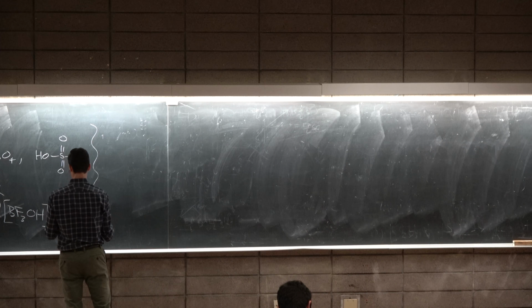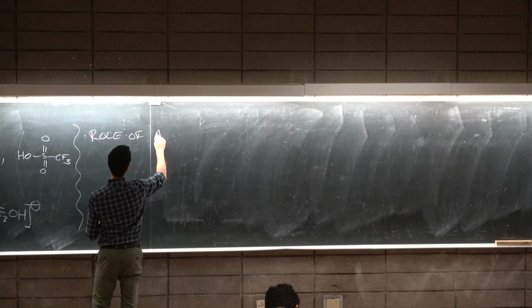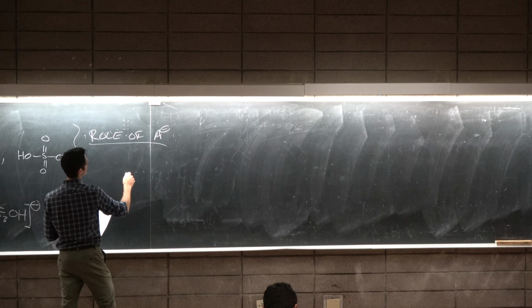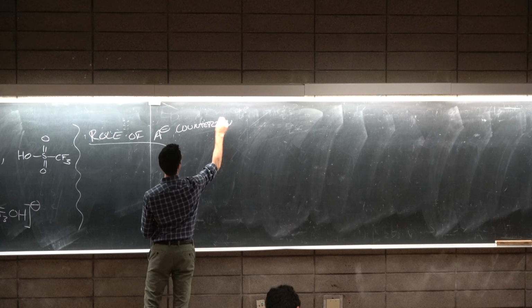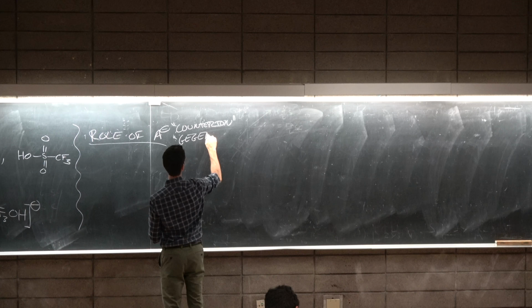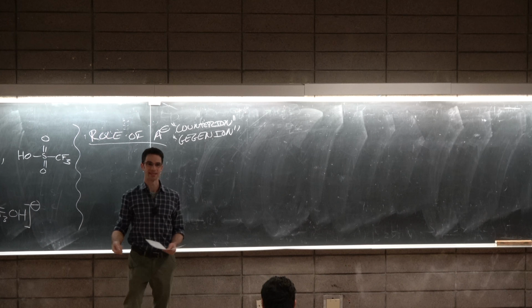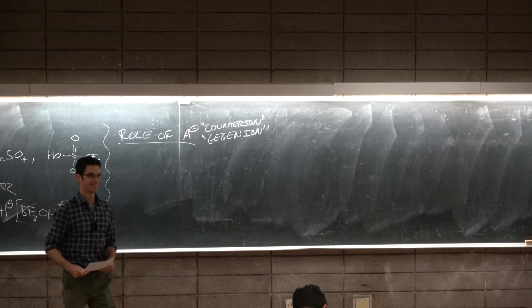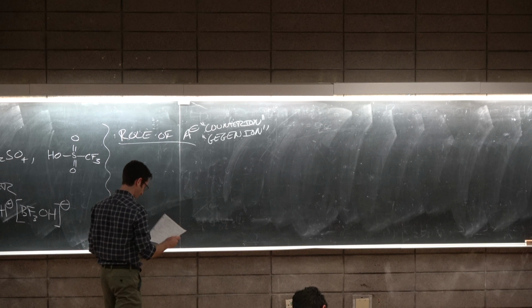So how about the role of the non-reactive conjugate base? This is the counter ion. Or sometimes you will see Gegen ion. I have no idea what that comes from. It comes from German. I knew that, but Gegen means against. Oh, it means exactly the same thing. Yeah. There we go.